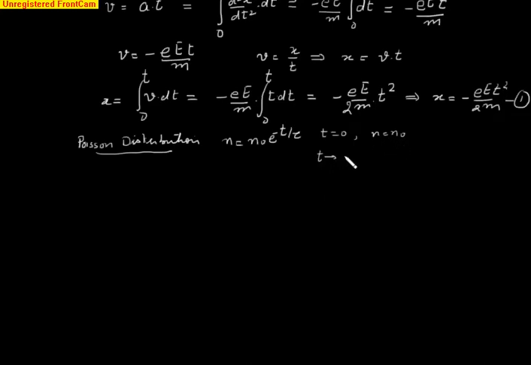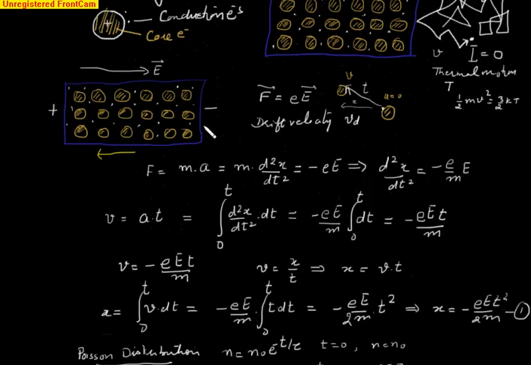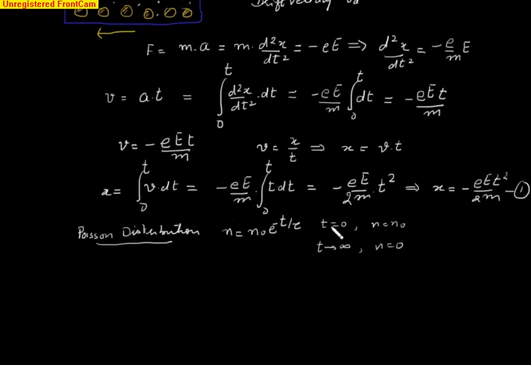But after a long time, that means when time approaches infinity, then e minus infinity will be 0. So therefore n will be 0. It means after a long time, all the particles will come under the effect of this electric field, and they will drift towards the left hand side or towards minus x-axis, and no electron will be there which is moving under the effect of thermal conditions.